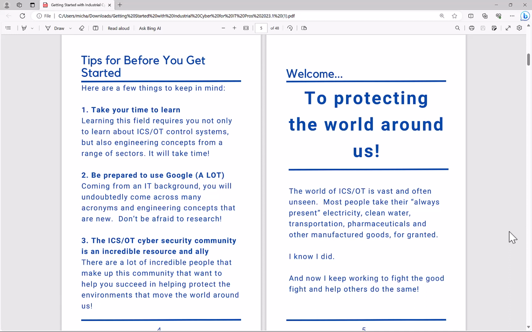One, OT environments are very different than IT. And there's also the idea of safety considerations, most importantly, right? So we don't ever want to do anything that puts somebody's life in danger or potentially could just cause harm. That's always something that we're watching out for.